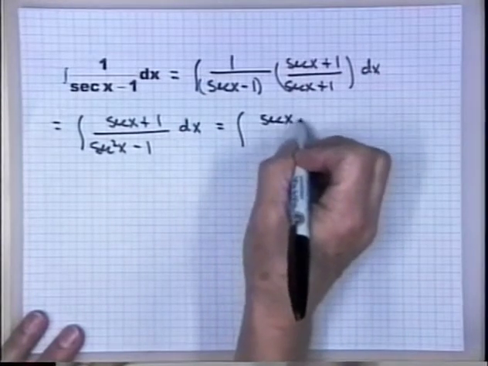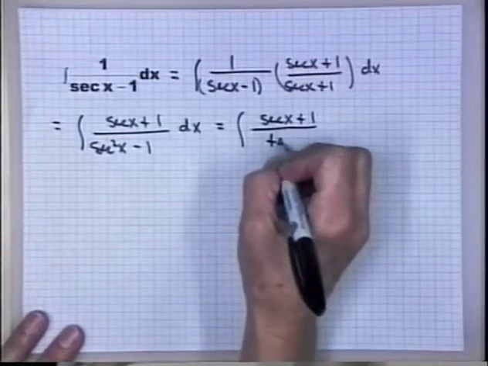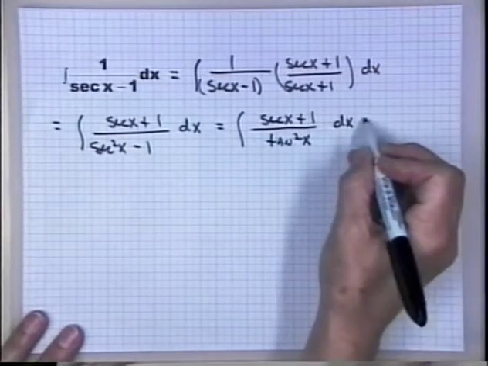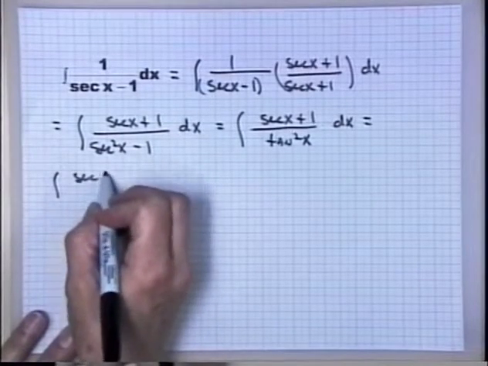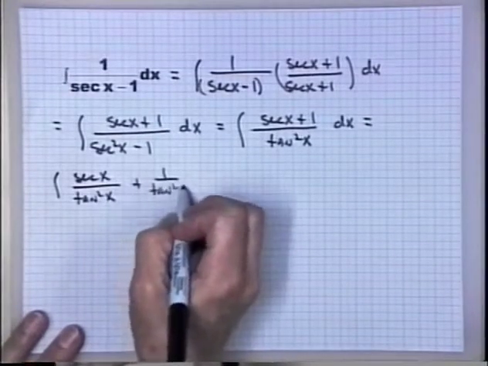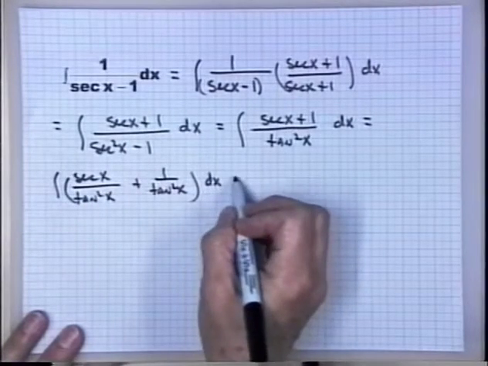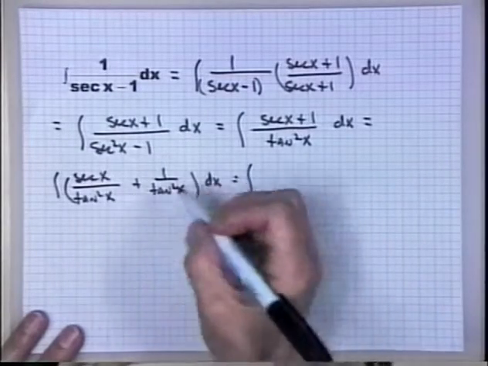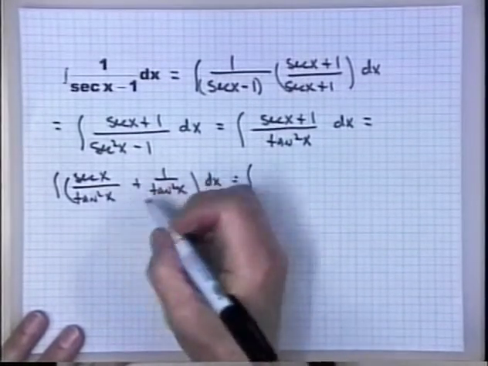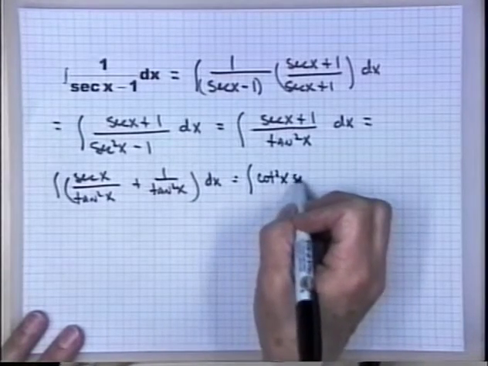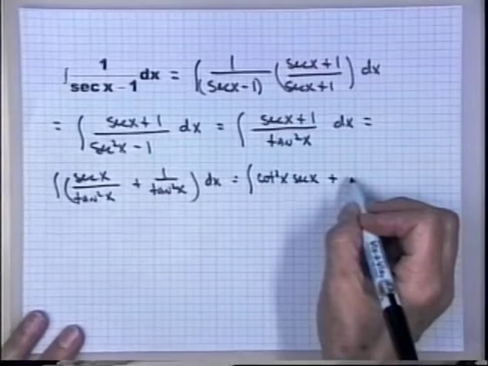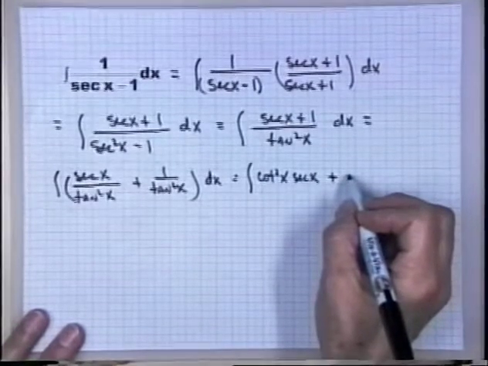Think identities. Secant squared x minus 1 is the same thing as tangent squared x. Okay? I have two terms up here. We're going to separate the numerators. Secant x over tangent squared x plus 1 over tangent squared x. Well, let's see. This is the same thing as 1 over tangent squared times secant, right? 1 over tangent squared is cotangent squared. So I have cotangent squared x times secant x. And 1 over tangent squared is what? Cotangent squared?